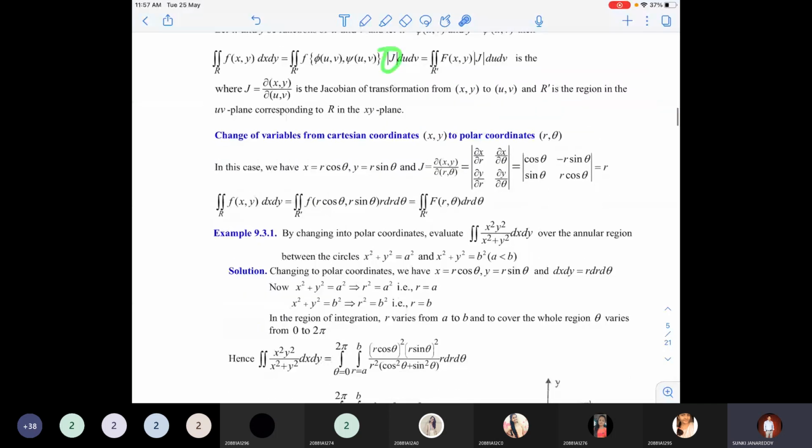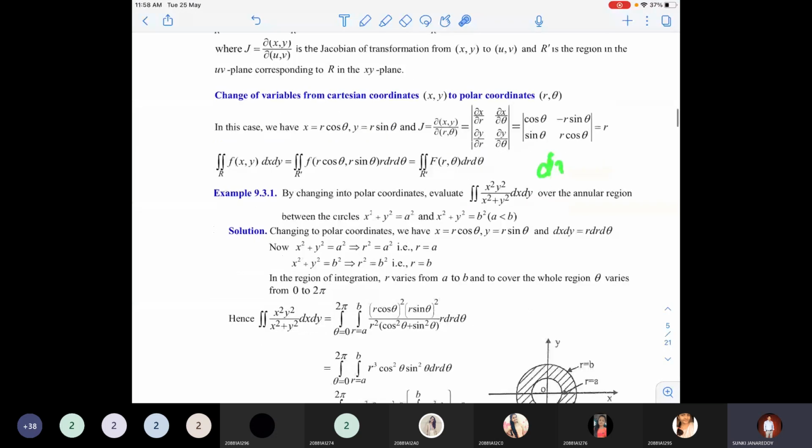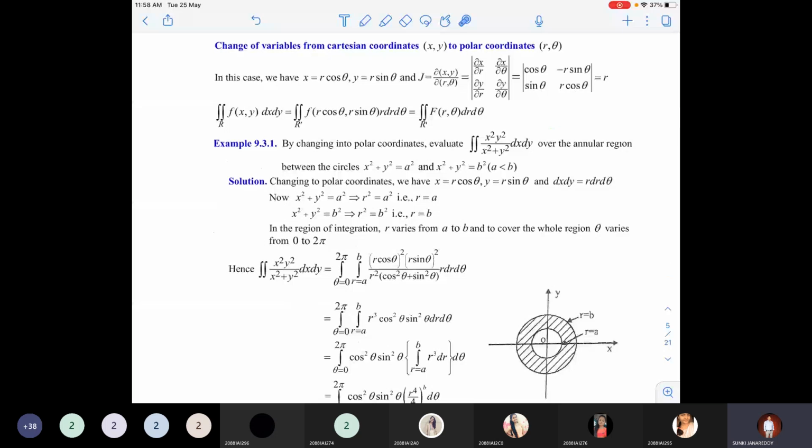Similarly in the polar coordinates also. Okay, what is the Jacobian for polar coordinates? That is r. Here in place of dx dy we should replace with r into dr into d theta. Okay, these are the transformations.